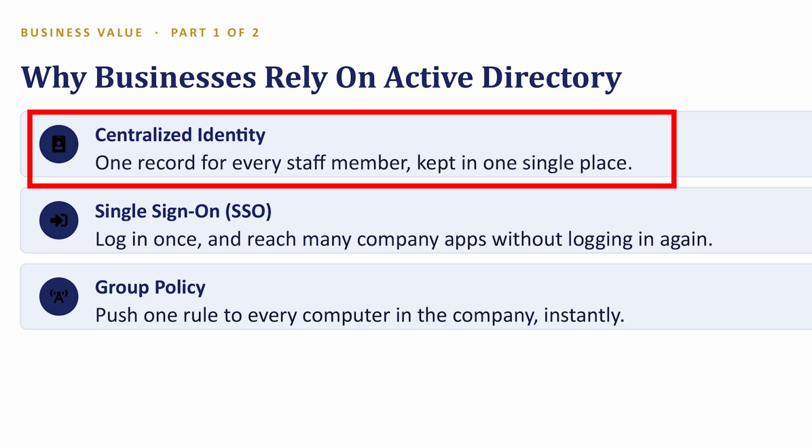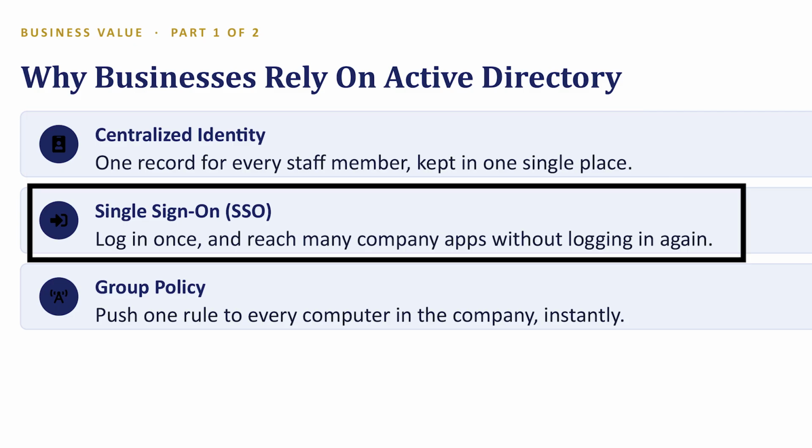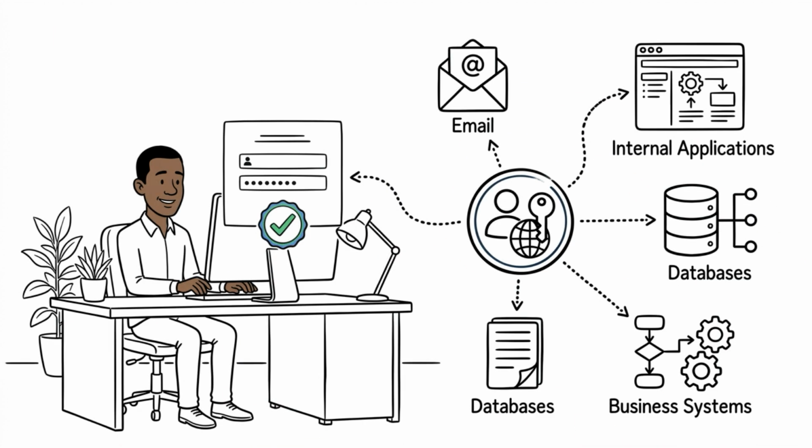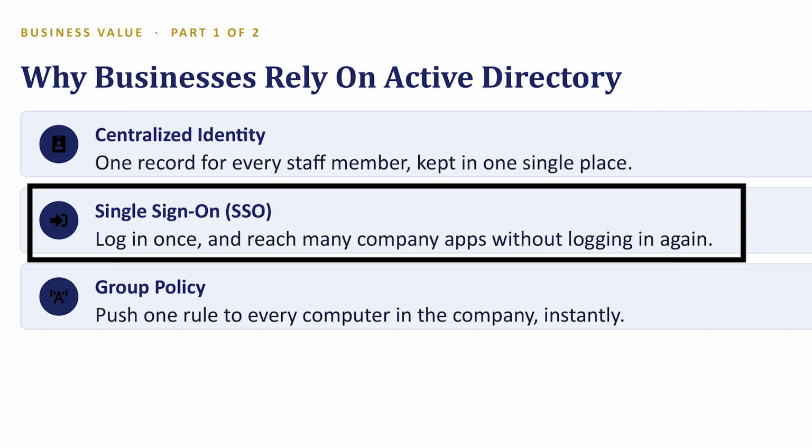Okay, that makes administration easier. Number 2, single sign-on. The slide says log in once and reach many company apps without logging in again. This improves convenience. Imagine an employee having to enter a different username and password for every internal application. That can become frustrating. So SSO can reduce that friction. But here is the cybersecurity issue. If one identity becomes extremely important because it provides access to many systems, protecting that identity becomes even more important. Convenience can create concentration of risk.